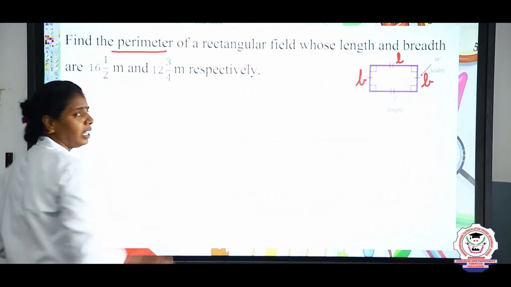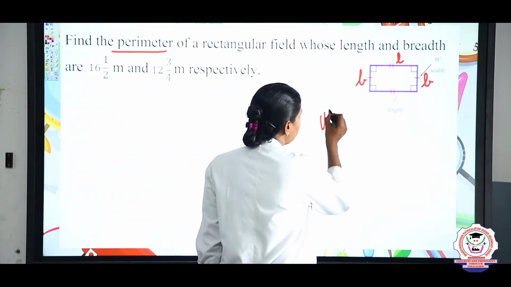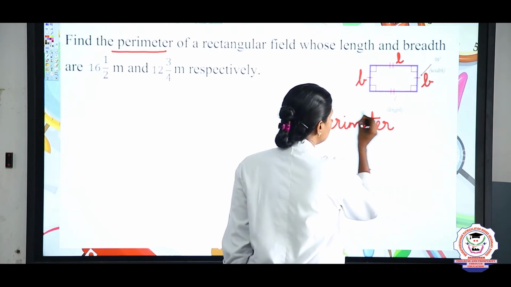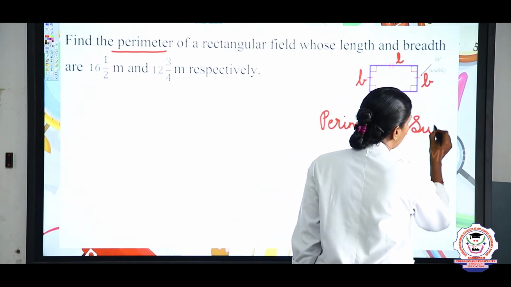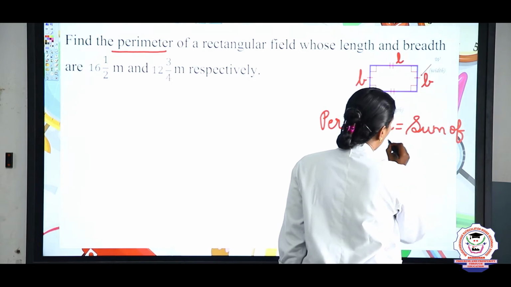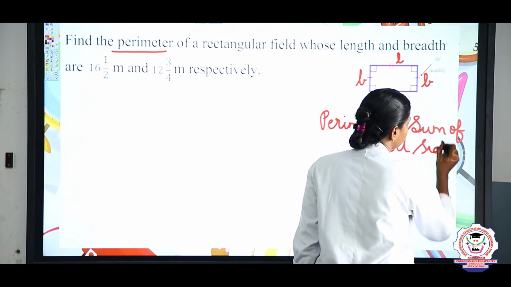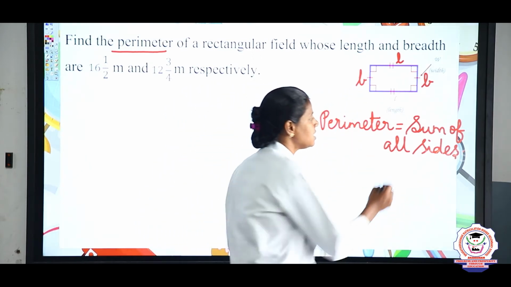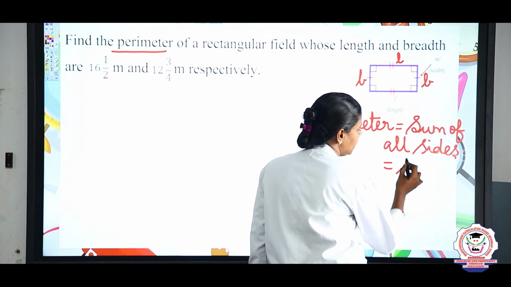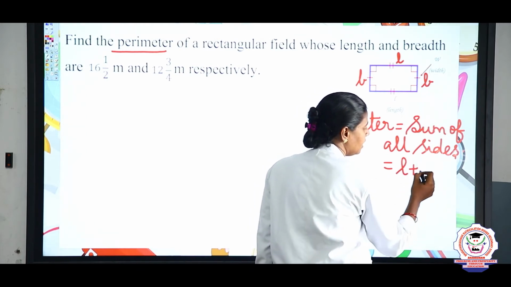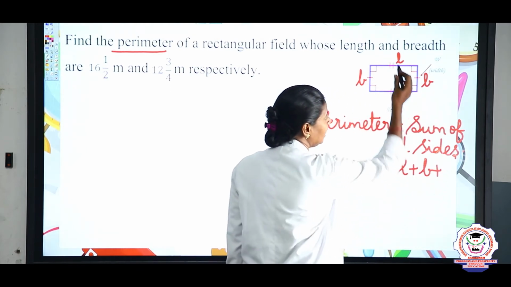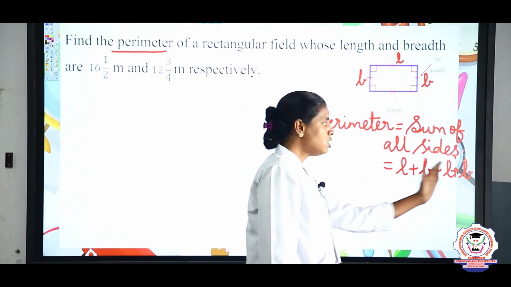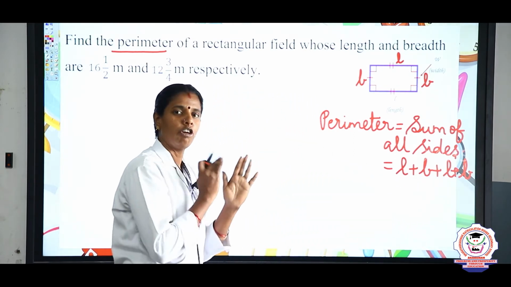What is the meaning of perimeter? Perimeter of the rectangle. What is perimeter? Perimeter is nothing but the sum of all sides. Sum means plus. The first side is length L plus the second side breadth B plus again the third side length plus the fourth side breadth. By adding all those four sides we can find the perimeter of the given shape.